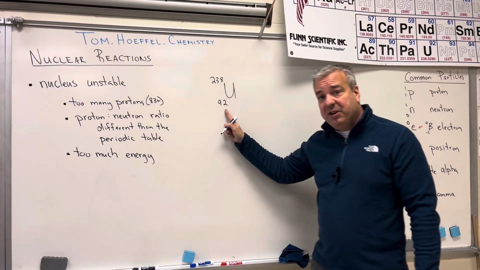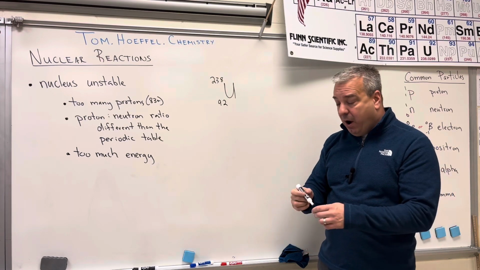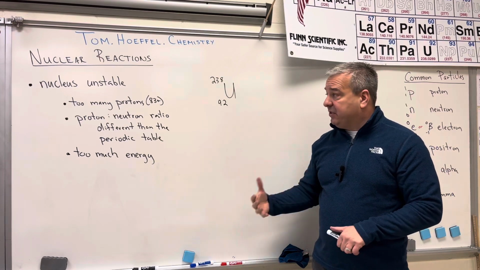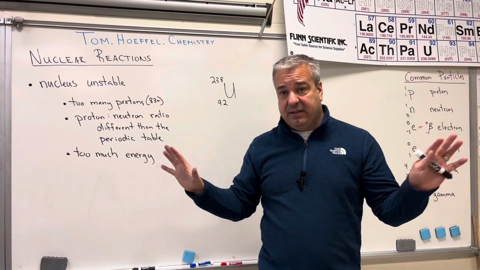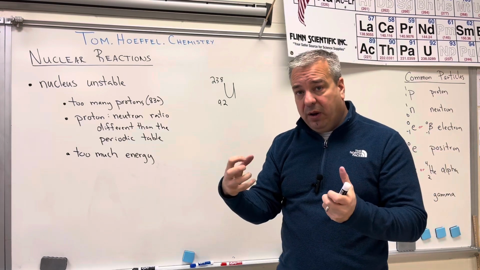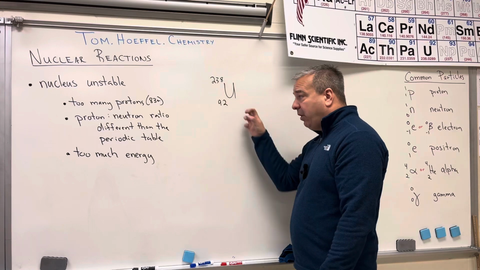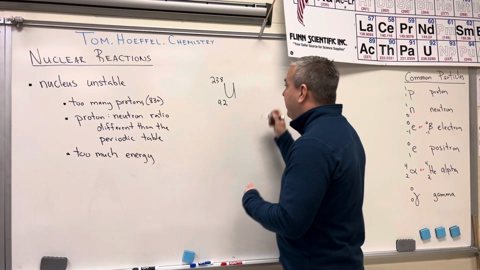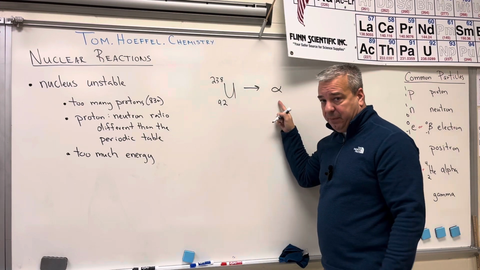Now, it has an atomic number of 92, so that means that there's 92 protons in this nucleus, which puts us in this category of, hey, that's too much, okay? The nuclear forces can't hold those protons together. So what happens is part of this nucleus comes off, and it comes off in terms of what we call an alpha particle.